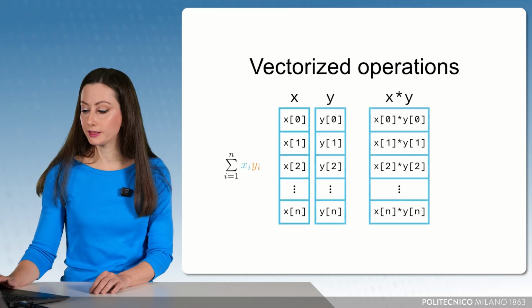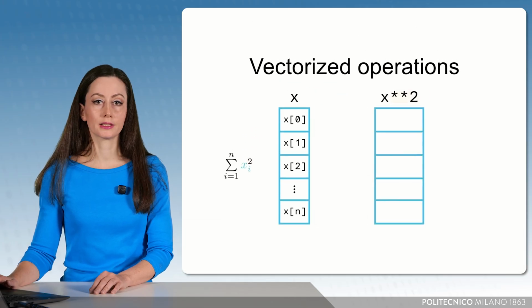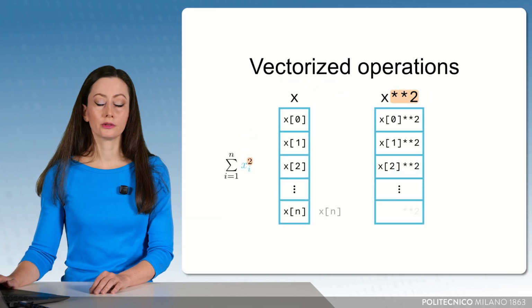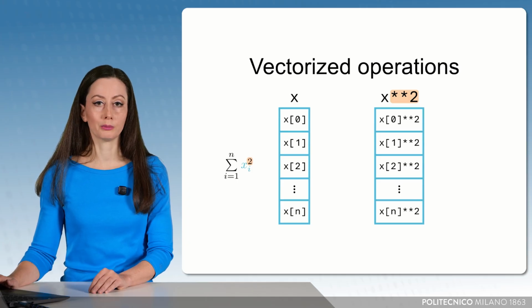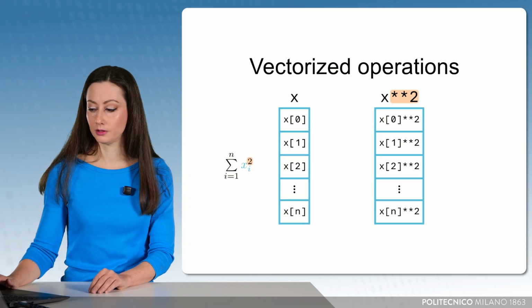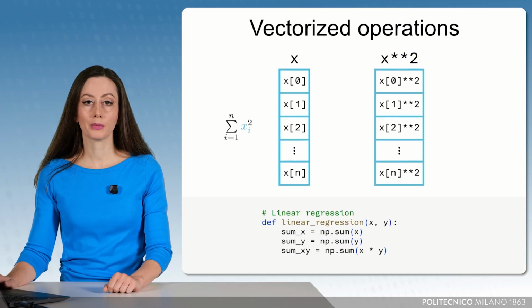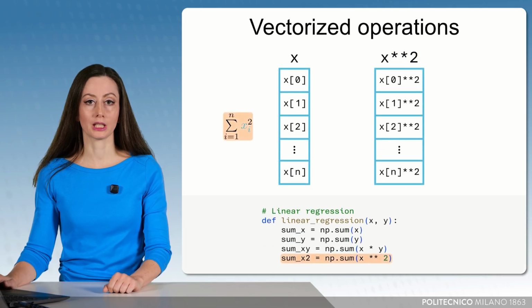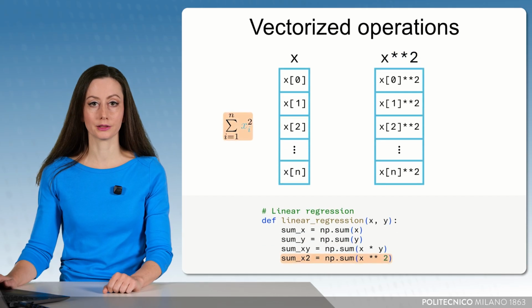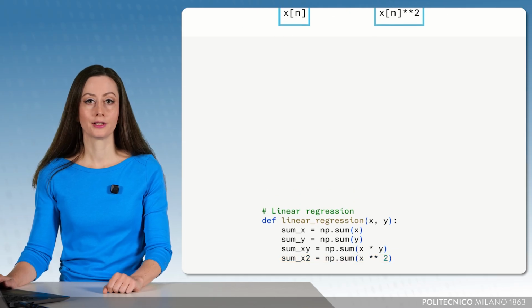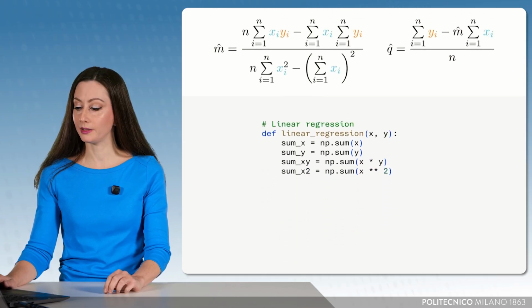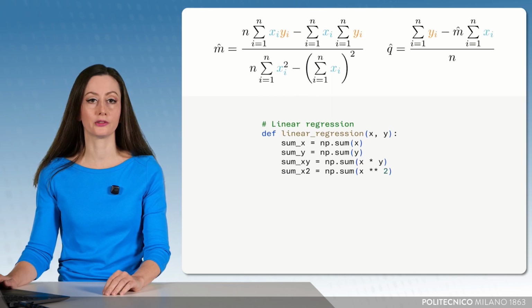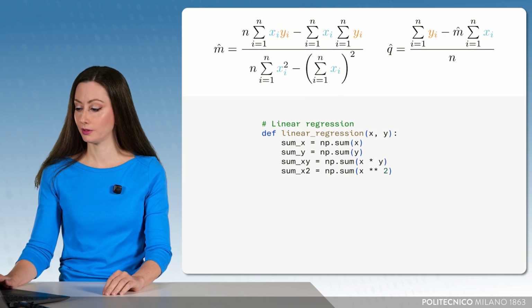Similarly, the element-wise power operation x star star 2 is also vectorized, meaning that it applies the power operation to each element of the array individually. So combining this operation with np.sum gives us the last term we need. Very good. Now the hardest part is behind us. We just need to combine these quantities together to finalize the computation.